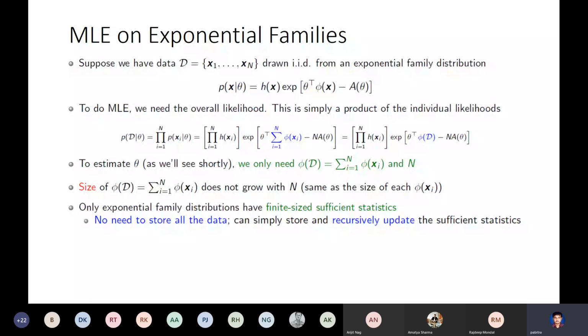And if you do the maximum likelihood estimate, you see that the MLE is just dependent on the sufficient statistics, which is easily maintainable. So MLE on exponential families is computationally easier. Again, I am not going through the steps. You have to go to the slides yourself.